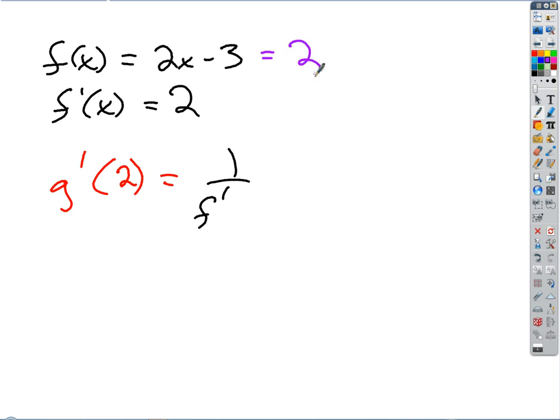But what is the derivative? Is it a function of x? No, it's just a constant, isn't it? It doesn't even really matter what value I'm plugging in there, because f prime of anything is the same. In this case, f prime is just 2. So the answer is 1/2, right? That's embarrassing. 1/2. Okay.